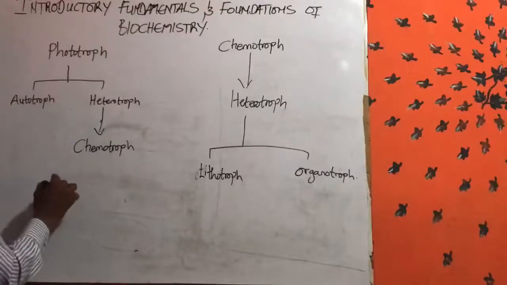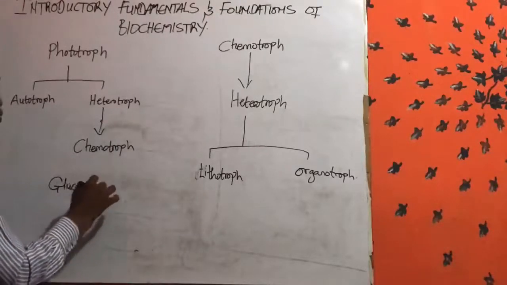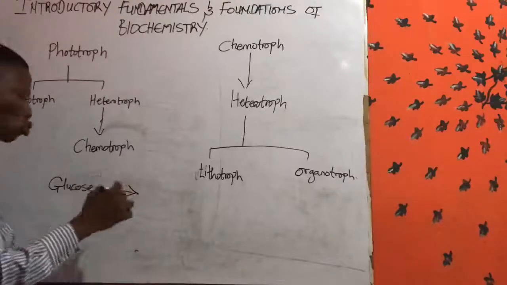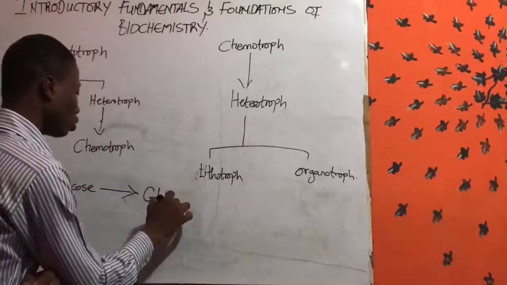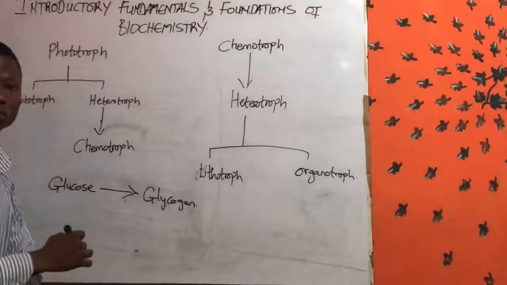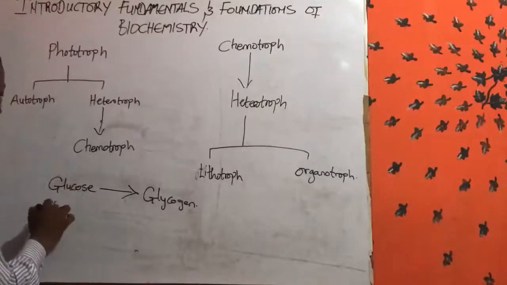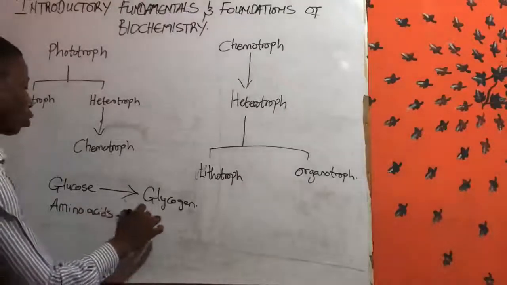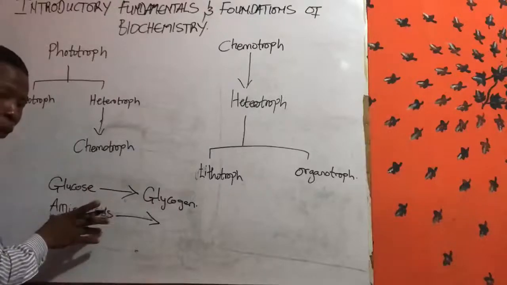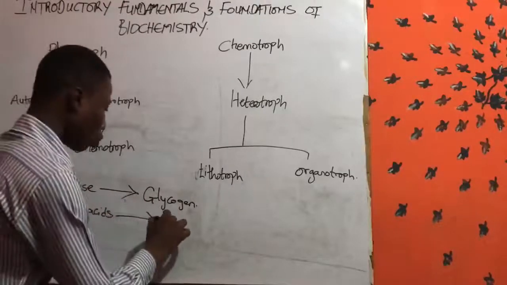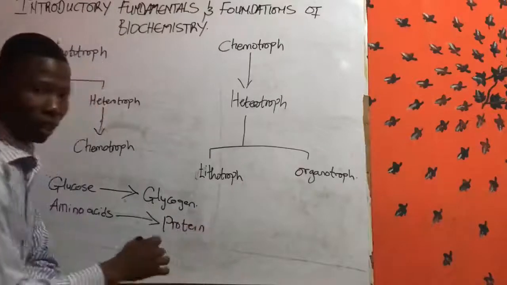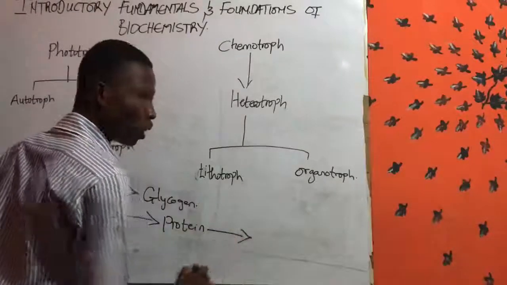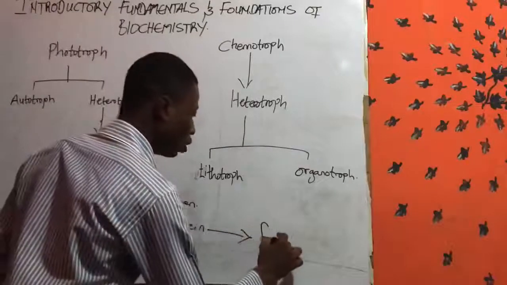For instance, if I have glucose, my cell must have the ability to polymerize my glucose into glycogen. Now, if I have amino acids in my body, my cell must have the ability to polymerize my amino acids to protein. From this protein, it even has the ability to condense protein into supramolecular structures, such as enzymes.